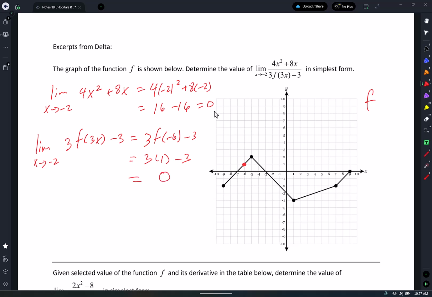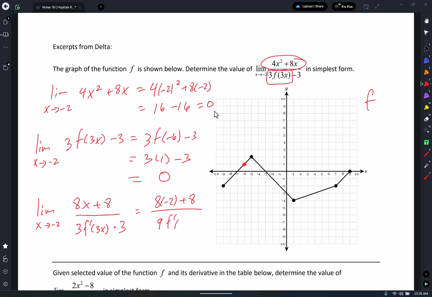Because I get 0 over 0, can I do L'Hopital's? Yes, so I'm just going to go right to it. Limit as x approaches -2. What's the derivative of 4x squared plus 8x? 8x, all over, we're just doing chain rule, 3f prime of 3x times the derivative of the inside, 3. Now let's plug in. 8 times -2 plus 8, over 3 times 3 is 9, 9f prime of -6.